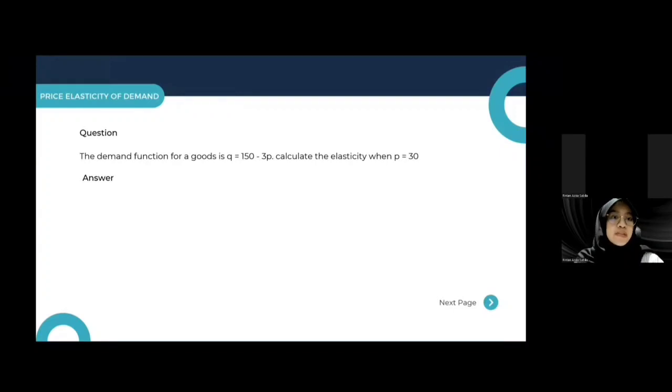Next is the question for price elasticity of demand. The question is, the demand function for a goods is Q equals 150 minus 3P. Calculate the elasticity when P equals 30.